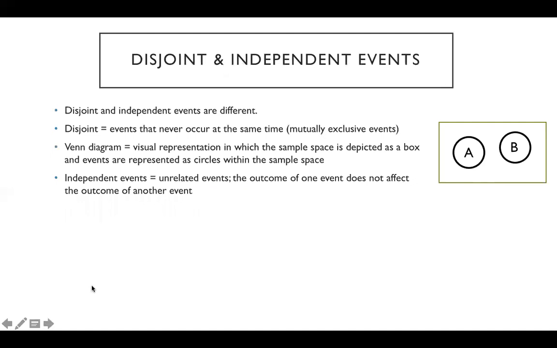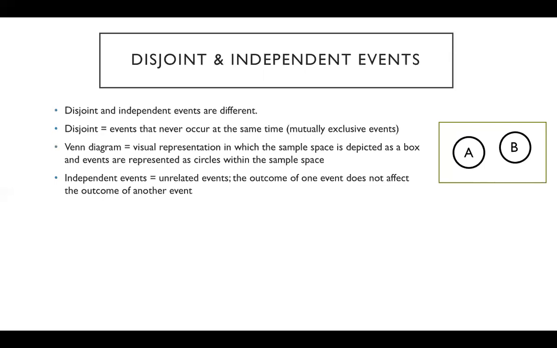Okay, so disjoint events. A disjoint event is an event that never occurs at the same time. I like to use an example here for class standing. Typically you'll have freshman, sophomore, junior, senior. You cannot be a freshman and a sophomore at the same time. They are mutually exclusive events.